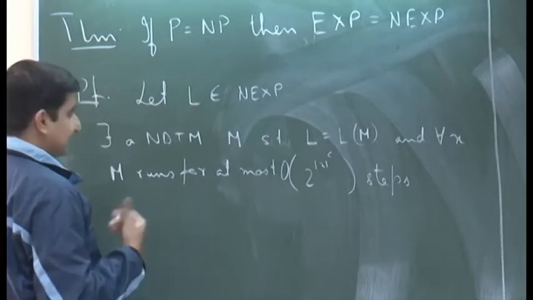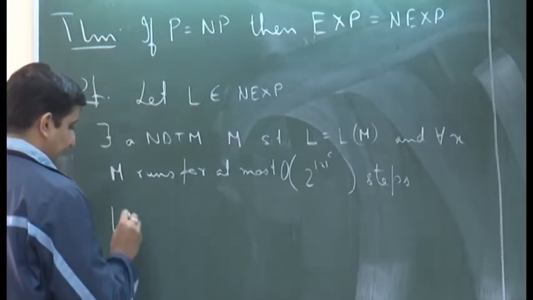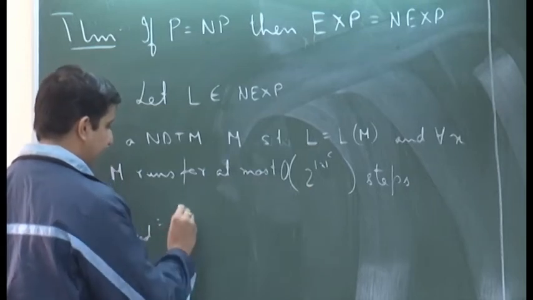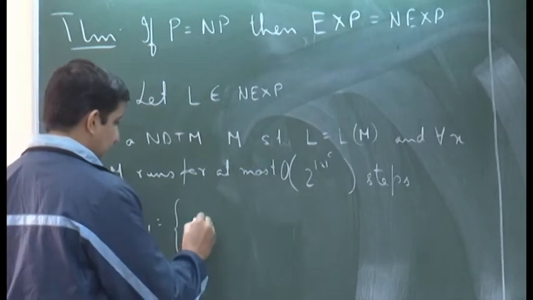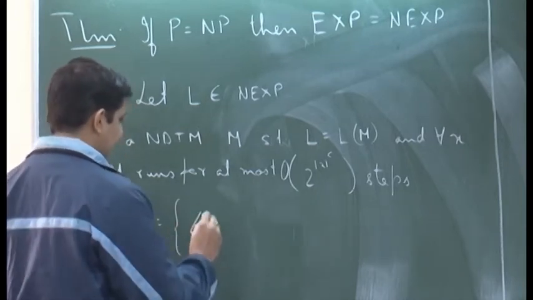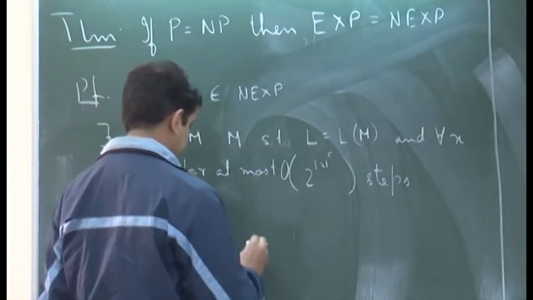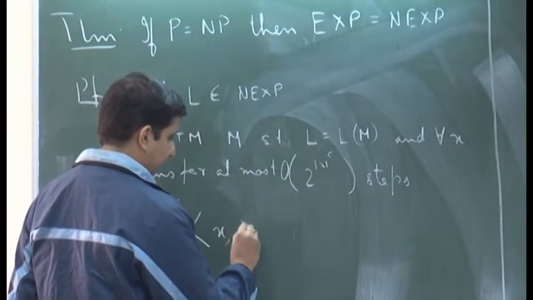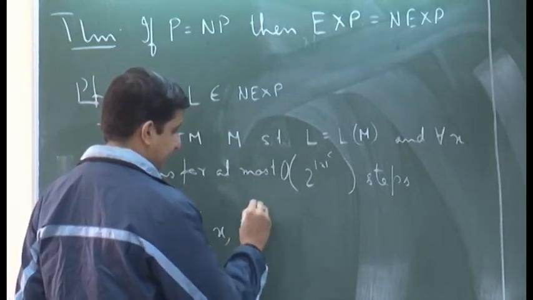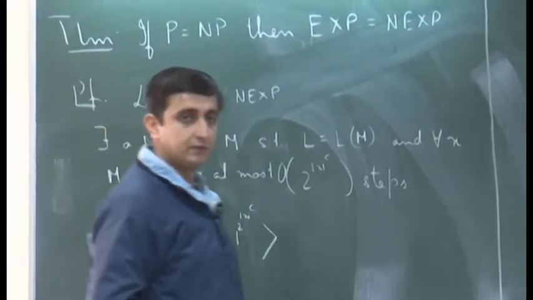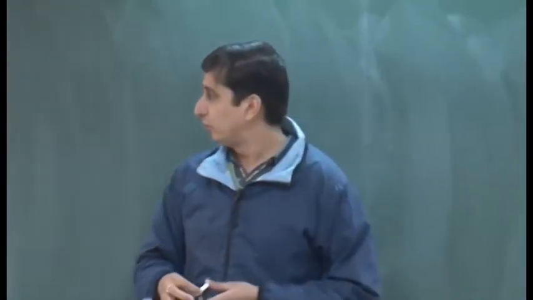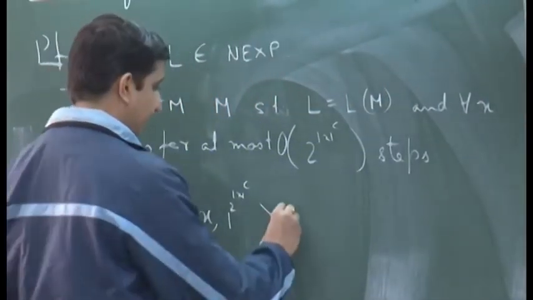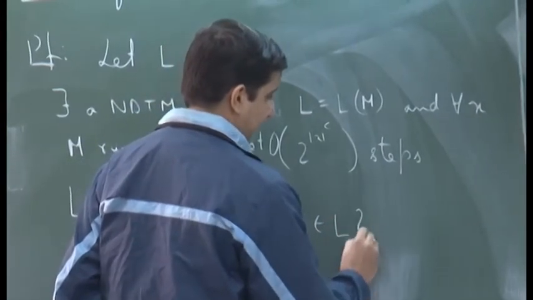So what we'll do is, from L we'll construct a new language which we'll call L pad. This language L pad is the language of all tuples of the form x, comma, the string of all ones of length 2 to the power size of x to the power c. So you take the string x and concatenate it with 2 to the power x to the power c ones, and which are the x's that we consider? For all x's that belong to L.